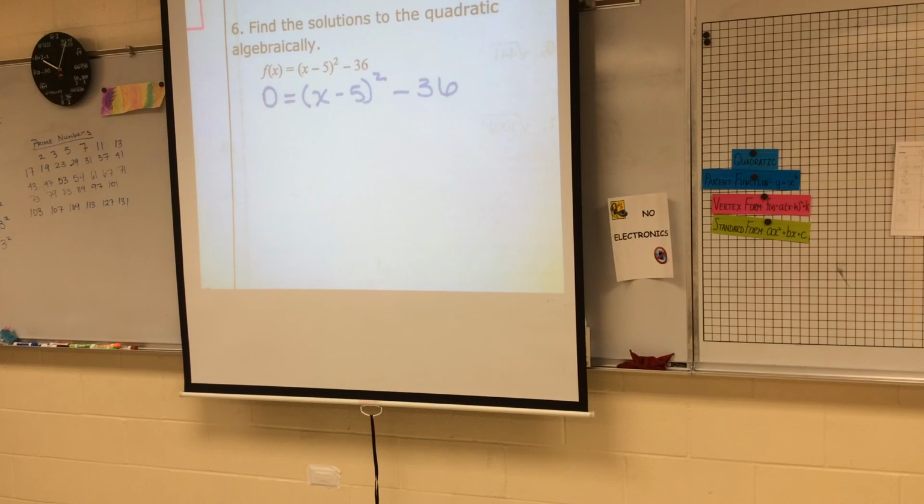So what's the first thing I need to do to get x by itself? Add 36. We're going to do the inverse of minus 36 and add 36 to both sides. So I have 36 equals x minus 5 squared. I meant to write that in blue.